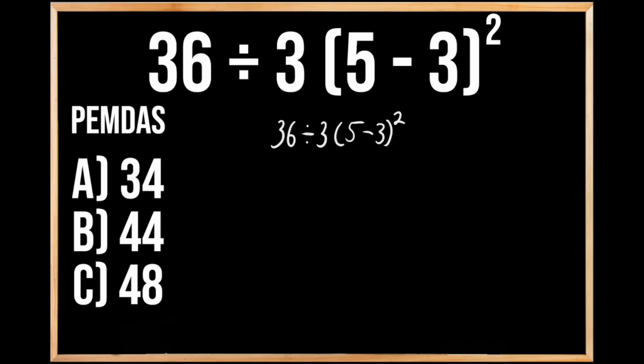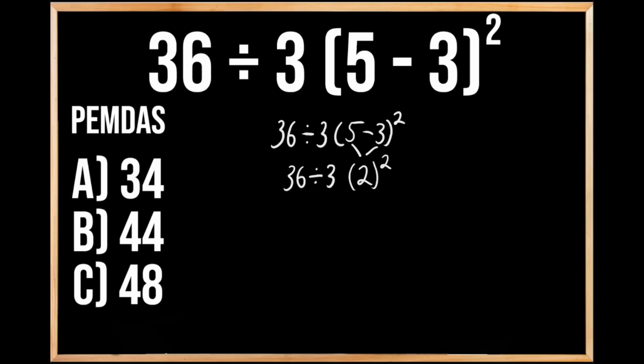So we're going to subtract 3 from 5. When we do this, we're left with 2, then we're going to put our parentheses back over the 2, put our squared, and then drop down the rest of this problem. So we have 36 divided by 3.